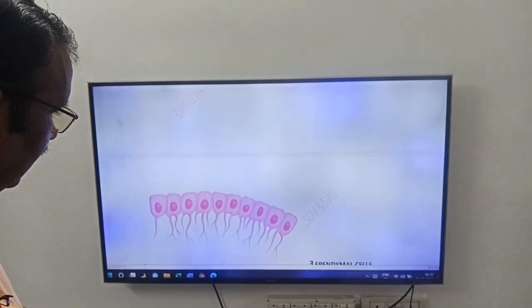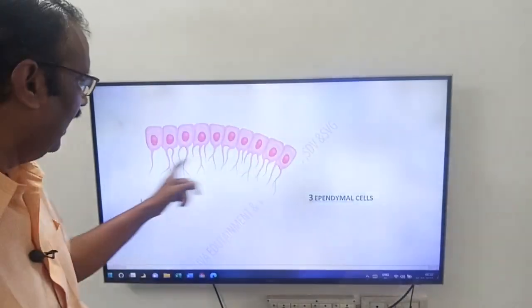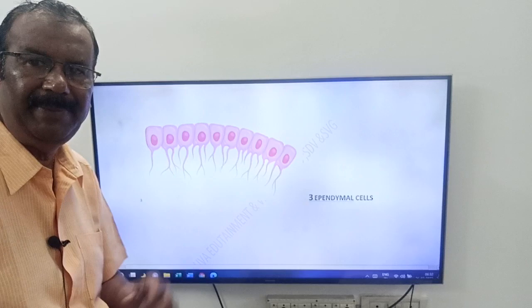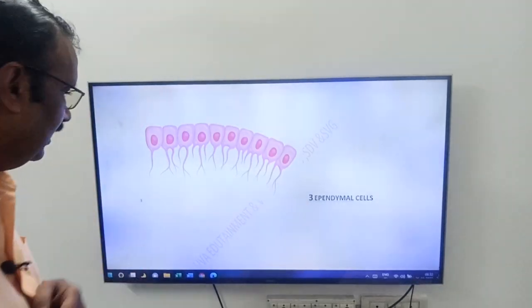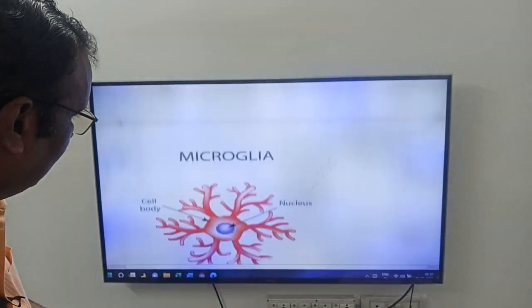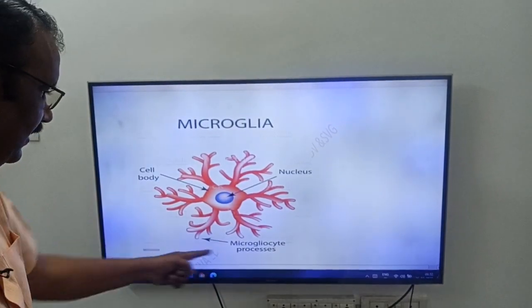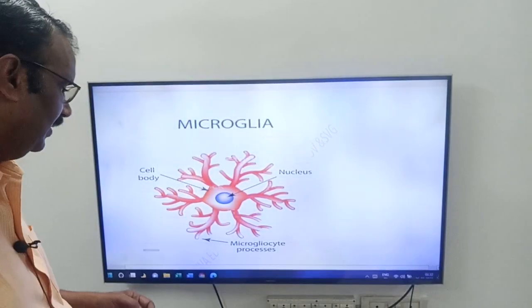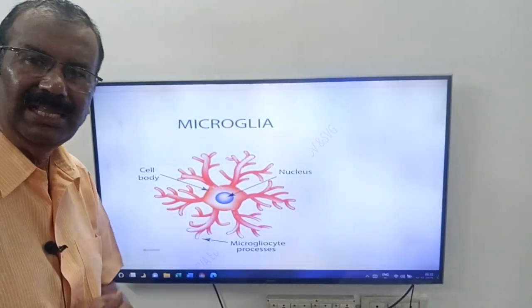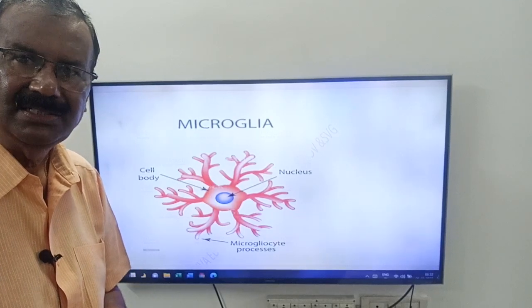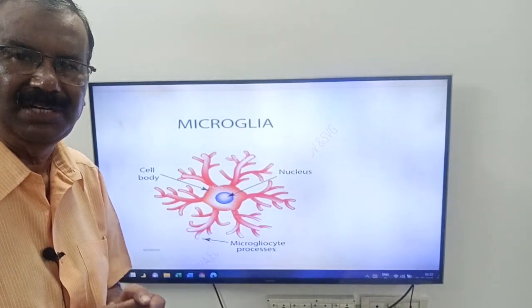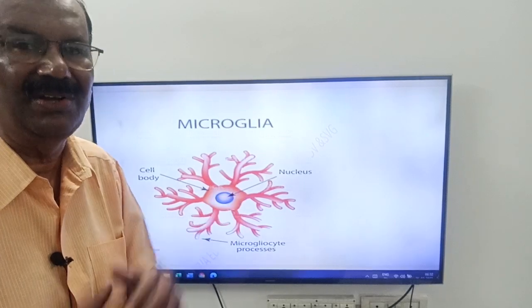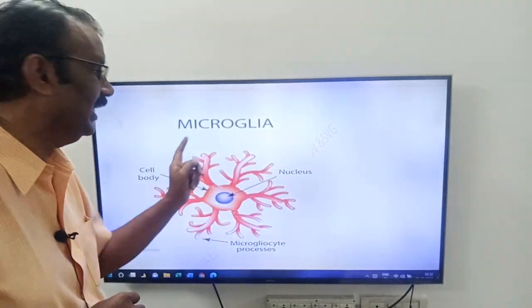Okay, friends. Now see, friends, these are ependymal cells. They have cilia. Ependymal cells. They have what, friends? Cilia. Now, friends, see microglial cells. You know, all the supporting cells are ectodermal in origin, but microglial cells are mesodermal in origin. They are phagocytic in function.